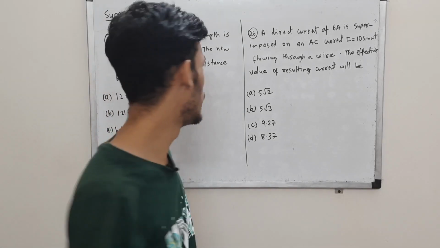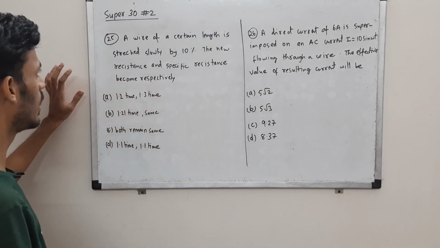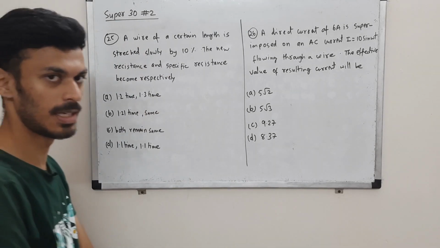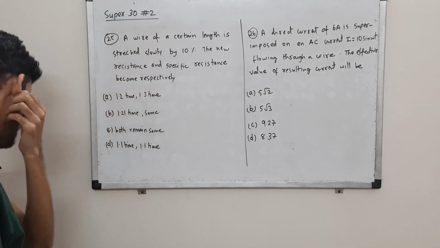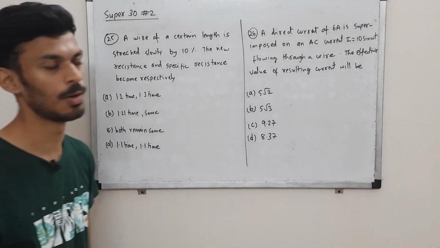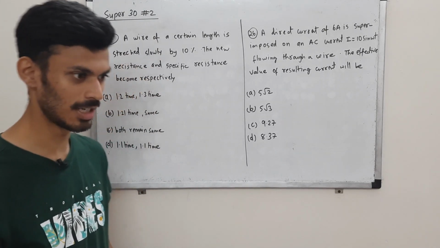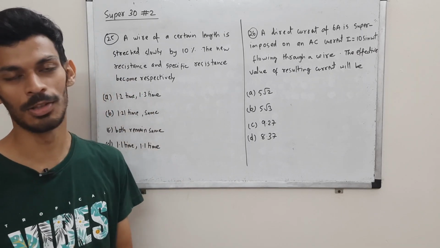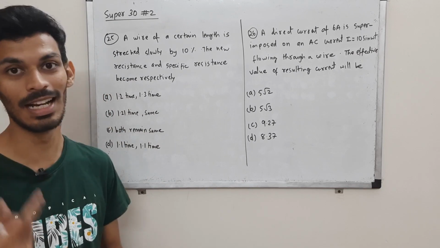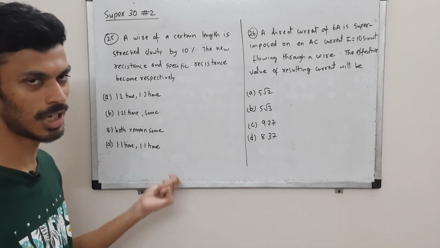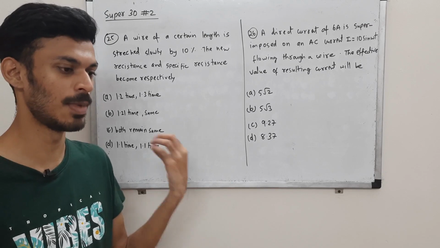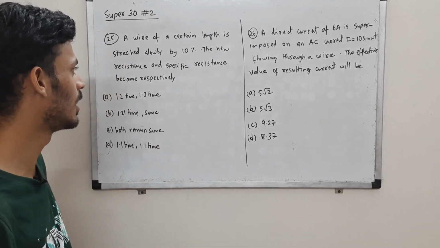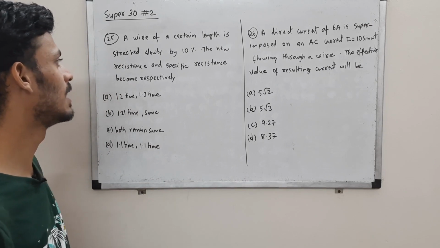Question 25 and 26. Question 25: a wire of certain length is stretched slowly by 10%. So the new resistance and new specific resistance will be... Now, the specific resistance is basically resistivity. Resistivity does not change. It is a function of the material. It also depends on temperature and a few other intrinsic factors. So if you stretch a wire, it is not going to change. It is made of the same material. Even when you stretch it, of course the material is not changed suddenly. So the specific resistance will not change.